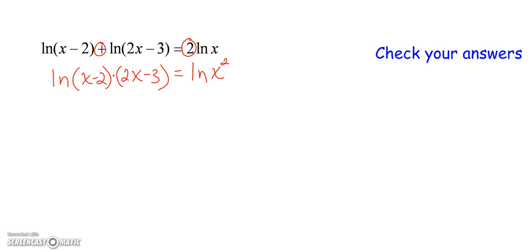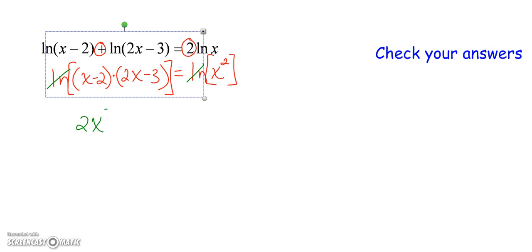So great. So now I have the ln of all this stuff on the left, and I have the ln of this smaller stuff on the right. And what that means is I can actually just drop the ln's. They essentially can kind of cancel each other out. And now I've got a FOIL equals x squared. So what I'm actually going to do is I'm going to FOIL this out, and I'm going to get 2x squared. That's our FOIL. I'm going to get minus 3x minus 4x. So I'm just going to go ahead and write minus 7x plus 6 equals x squared.